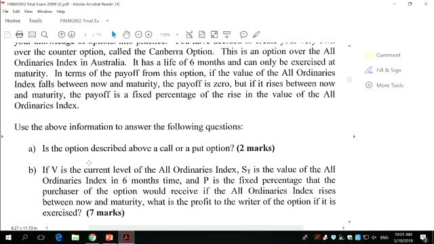Question B. If V is the current level of the Ordinaries Index, ST is the value of the Ordinaries Index in 6 months' time, and P is the fixed percentage that the purchaser of the option will receive if the All Ordinaries Index rises between now and maturity, what is the profit to the writer of the option if it is exercised? Any ideas where you'd start with this?